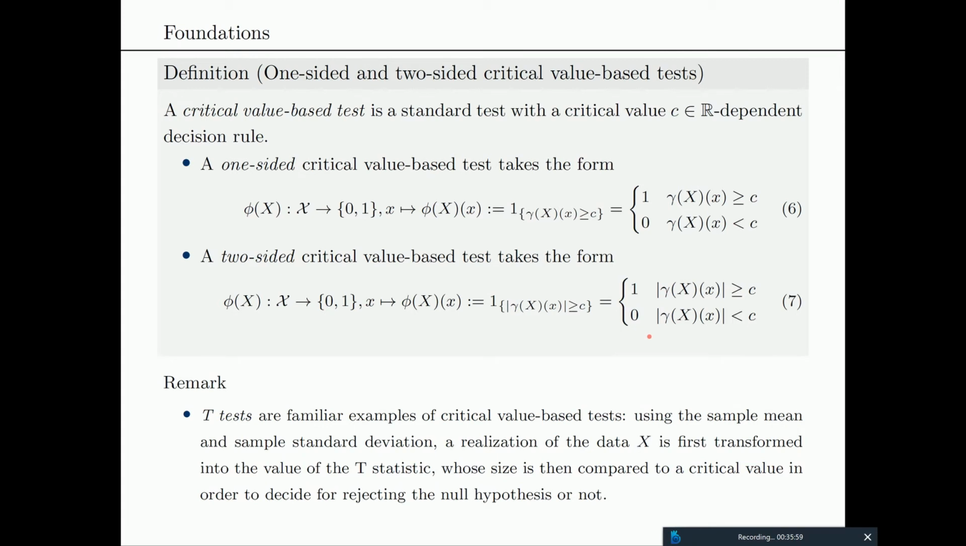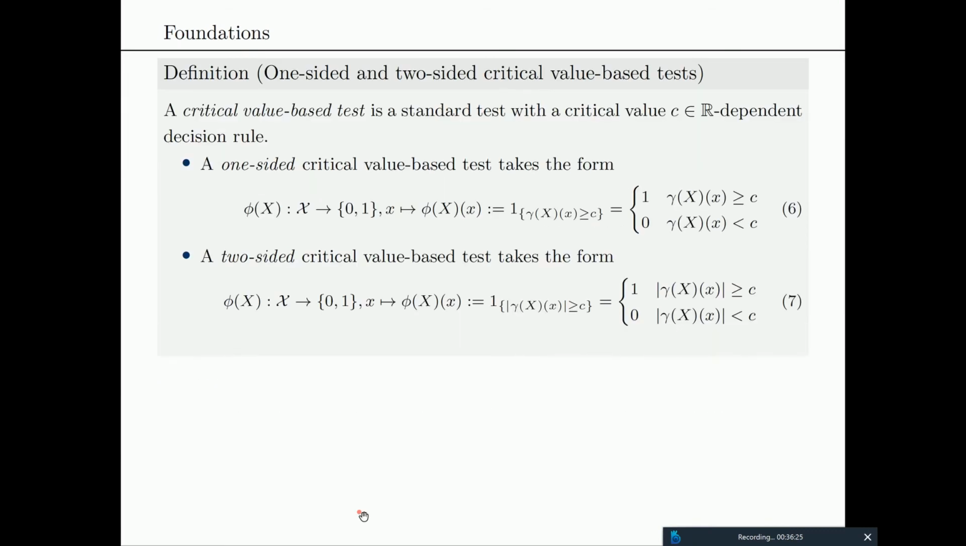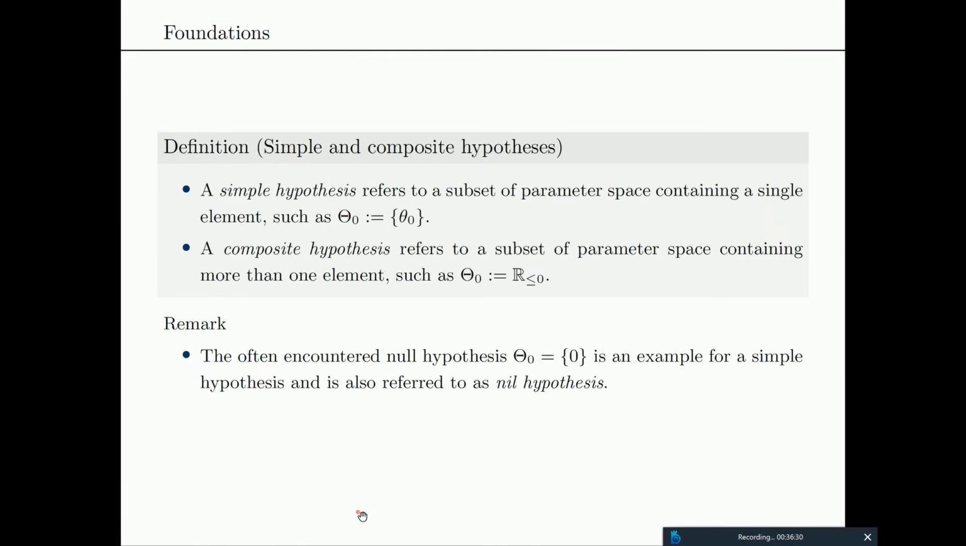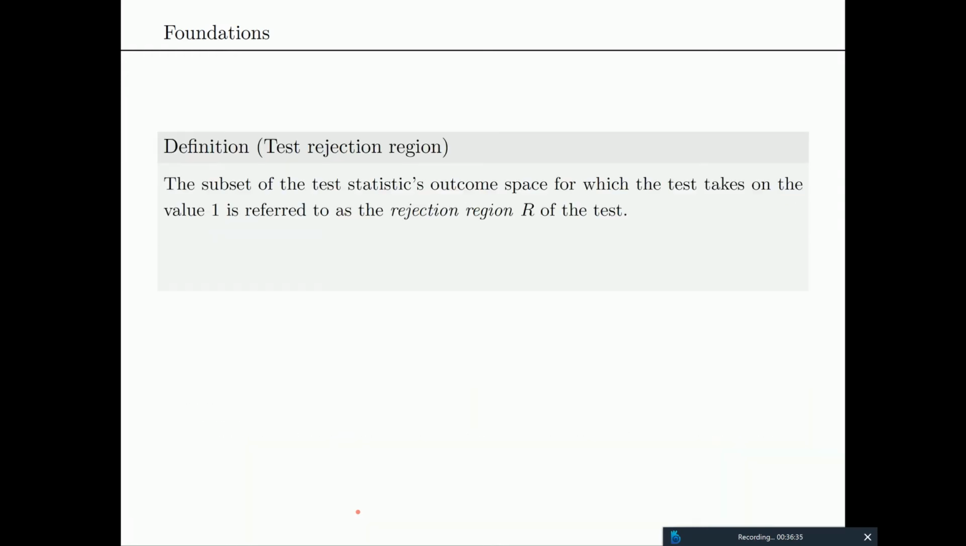They work exactly like this. So this is a critical value-based test. There are many more than the t-test, but the t-test is an example. Using the sample mean and the sample standard deviation, you transform realized data x into the t-statistic, and then you compare the t-statistic to a critical value in order to decide whether or not to reject the null hypothesis. So this is all just definitions, so nothing happened yet. There's not much to understand. It's just the definitions, how things are set up.